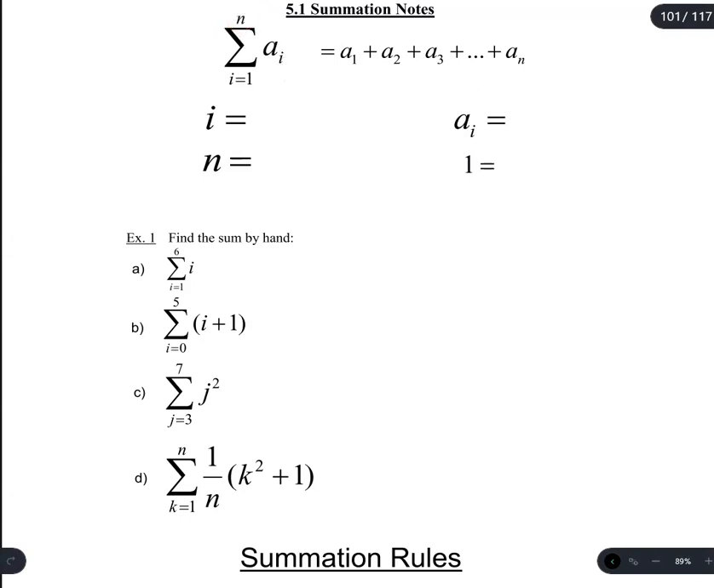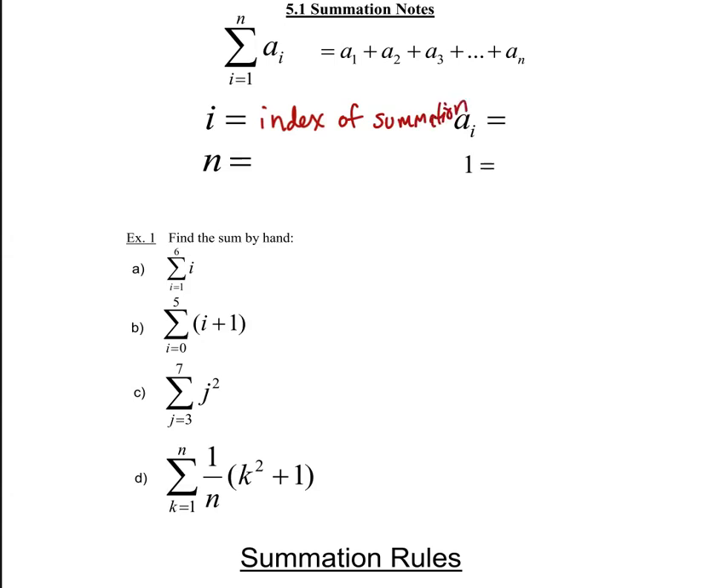What do these terms mean? What would we call these? i we would call the index of summation. n would be the upper limit. 1 in this case would be the lower limit, and it doesn't always have to be 1. Sometimes it's 2, sometimes it's 3, sometimes it's 0. Just depends on the function. And a sub i, we might call it the ith term.